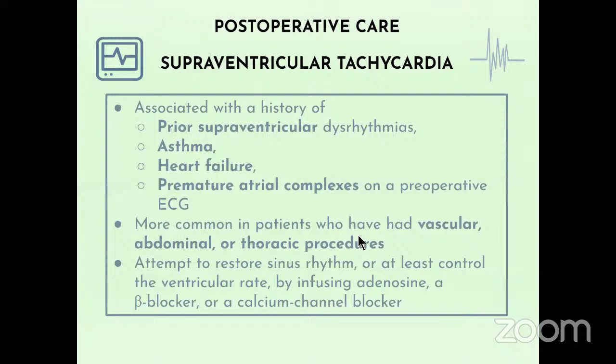Okay, so another complication that may occur post-operatively or pre-operatively is supraventricular tachycardia. Supraventricular tachycardia is associated with a history of prior supraventricular arrhythmia, history of asthma, history of heart failure, or premature atrial complexes on a preoperative ECG. It is common in vascular surgery, abdominal surgery, and thoracic surgery. So the management will be to try to restore sinus rhythm, or at least control the ventricular rate by infusing adenosine, beta blocker, or calcium channel blockers.